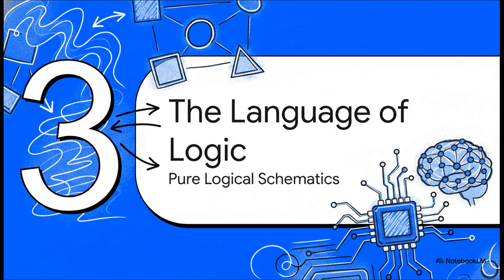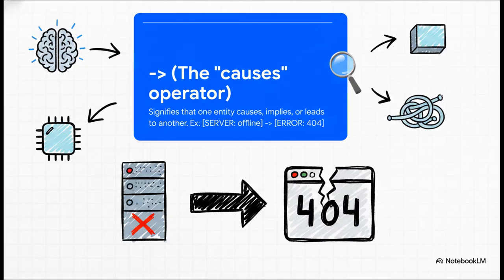It translates messy human prose into these clean, pure logical schematics. HDLF is built on these really simple but powerful operators. The most important one is the arrow. It just means causes. It creates a clear, totally unambiguous causal link. So in the example, a server being offline directly causes a 404 error. Simple. There's just no room for misinterpretation.